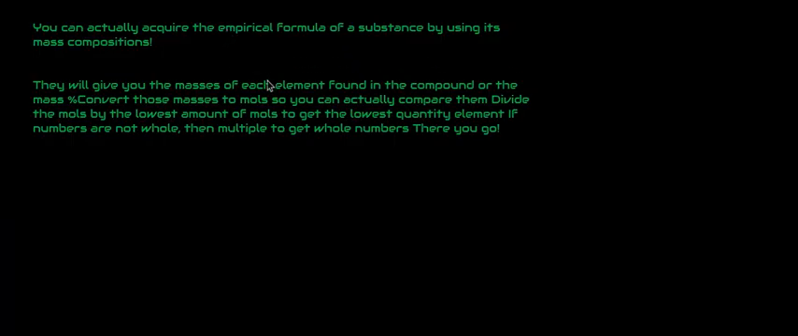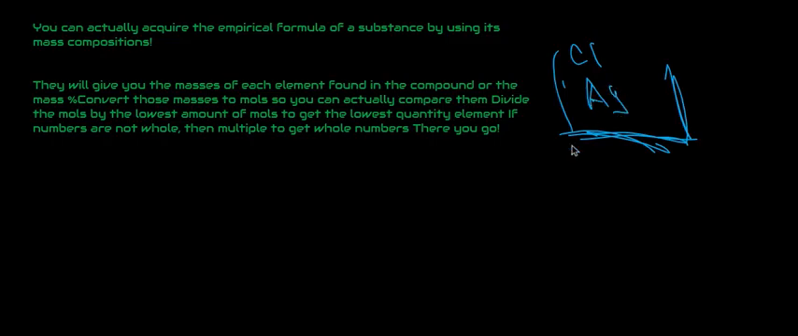You can actually acquire the empirical formula of a substance by using its mass compositions. This sounds kind of weird, but here's what's going to happen. They'll give you the masses of each element found in the compound. They're going to tell you, hey, you have this mystery compound, and they're going to tell you each element that's in the compound and how many grams that element gives to the compound. So say it's made of Cl and Ag, and there is X amount of grams of Cl and X amount of grams of Ag.